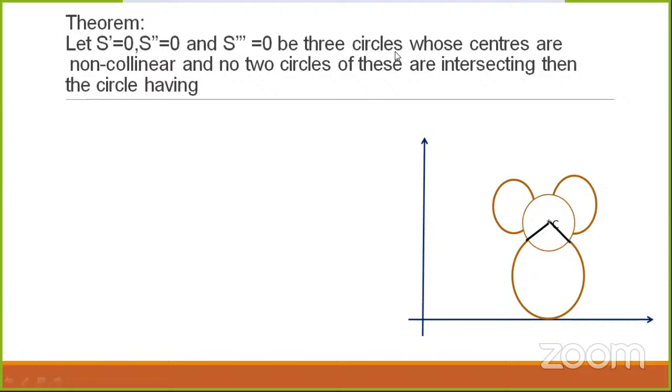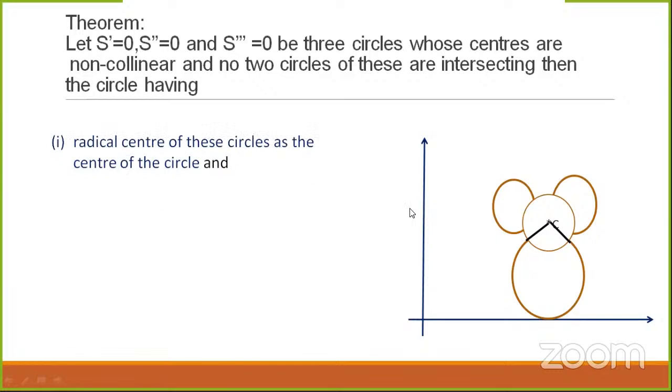These are three circles whose centers are non-collinear. The centers are not on the same line. The centers of all these three circles are not on the same line. And no two of these circles are intersecting. See the diagram, children, it's a rough sketch. No two circles of these three, the darkly outlined circles, first circle, second circle, and third circle, are intersecting.